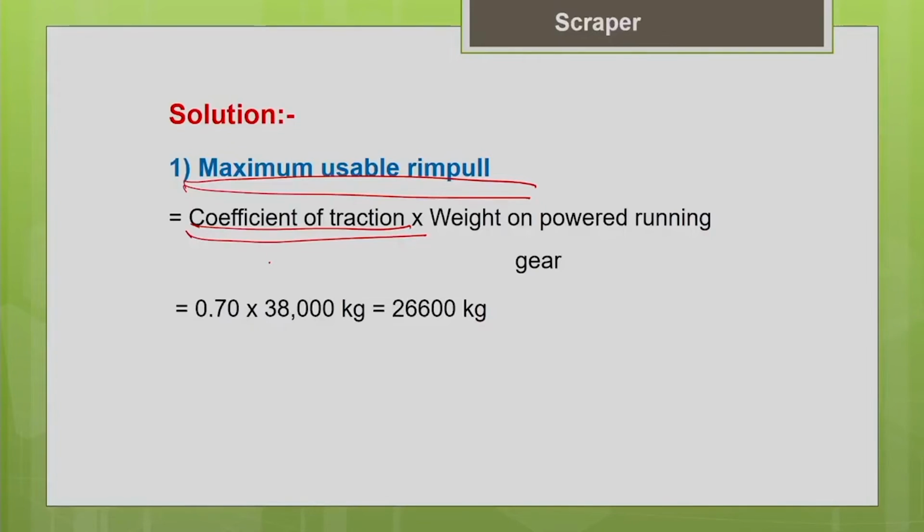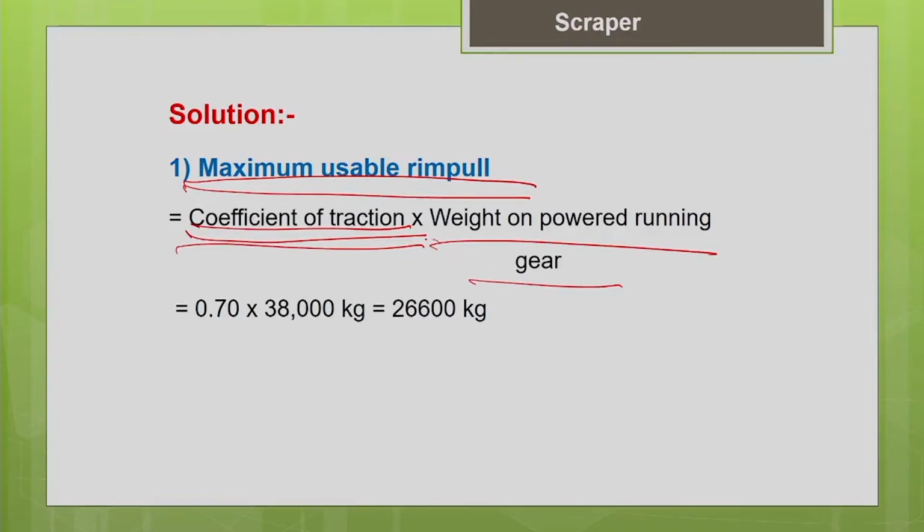So, the usable rim pull depends upon the coefficient of traction and the weight on the powered running gear. That means, in your machine all the axles need not be powered, only some axles may be powered, and those corresponding wheels only will be driving wheels. So, we are concerned only with the weight on the driving wheels for the usable power generation. That is why we take the weight on the powered running gear.